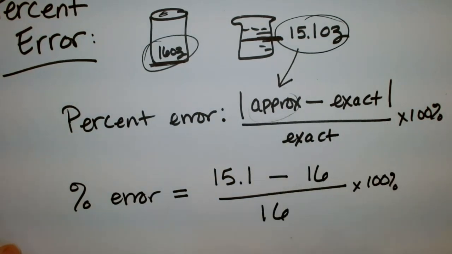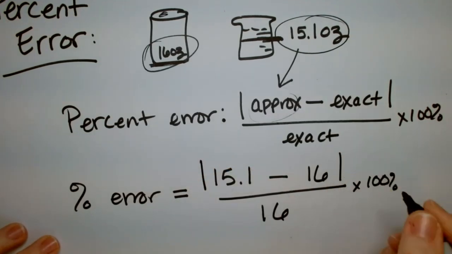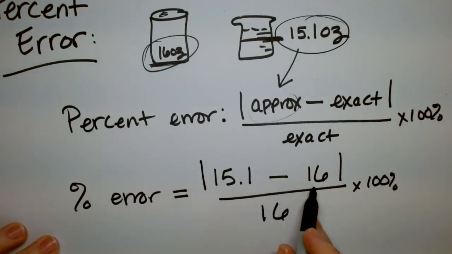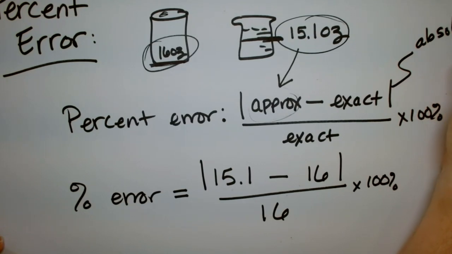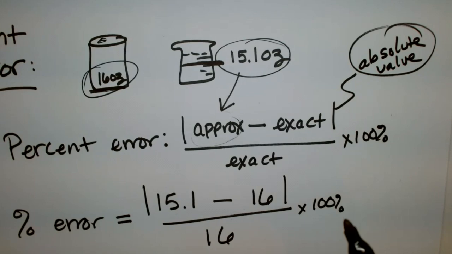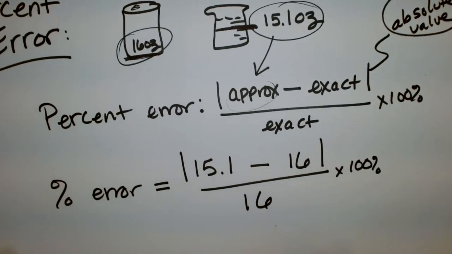Okay, what are these bars? These bars mean if you get a negative number, see how the 16 is bigger than the 15? So we're going to get a negative number on top. It just means throw it out. These are called absolute value. It just means we don't care if the number is positive or negative, just give me the numbers. Like, don't give me that much detail.